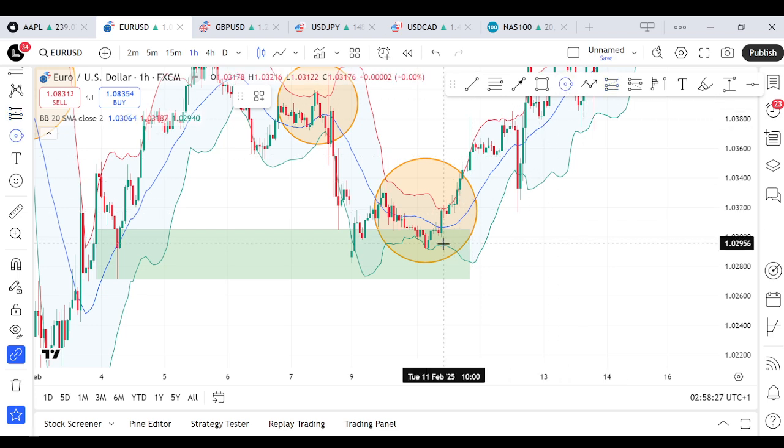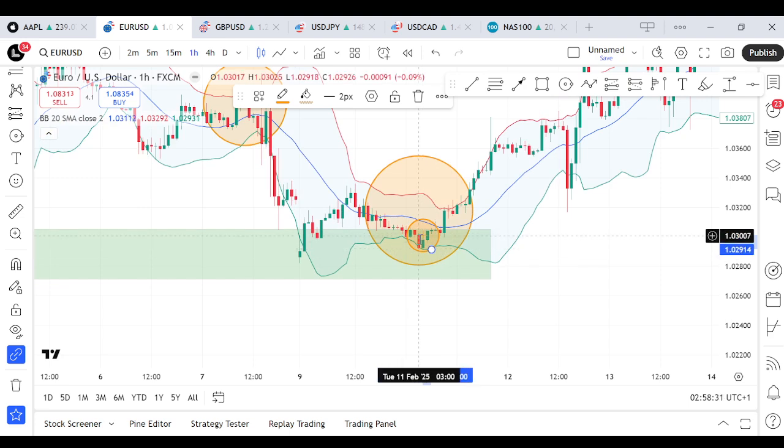We can also see the three inside up candlestick pattern here, which is this red candle and two bullish candles, with the second bullish candle closing above the first candle.